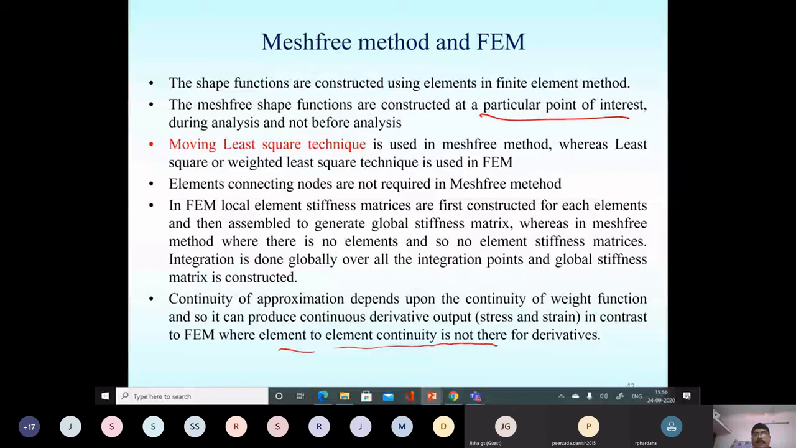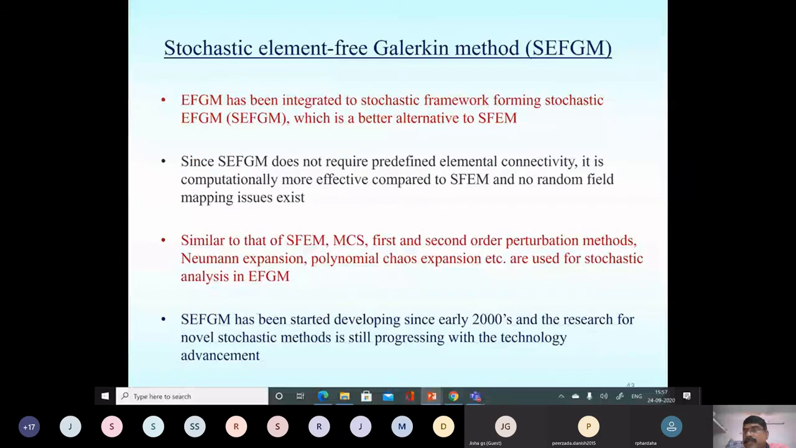Okay, so now with that I come to the stochastic element-free Galerkin method. Oops, time is 4, so I'll have a quick look. Okay, so this has been integrated. Initially this work was started, I think, in 2000 or that era. Initially FEM was used. Then people started thinking about the EFGM.